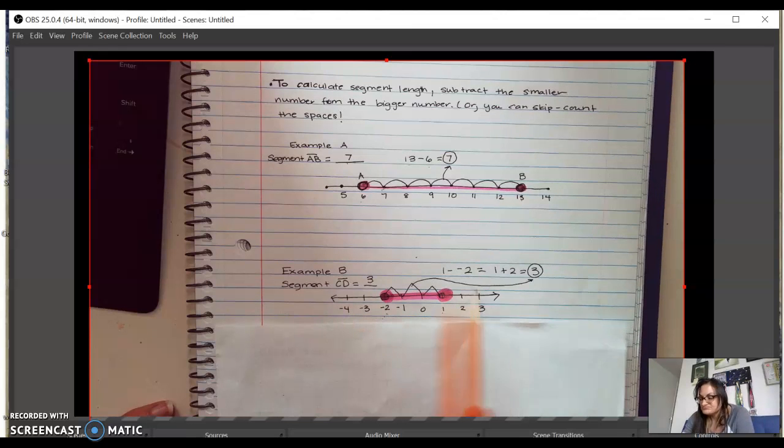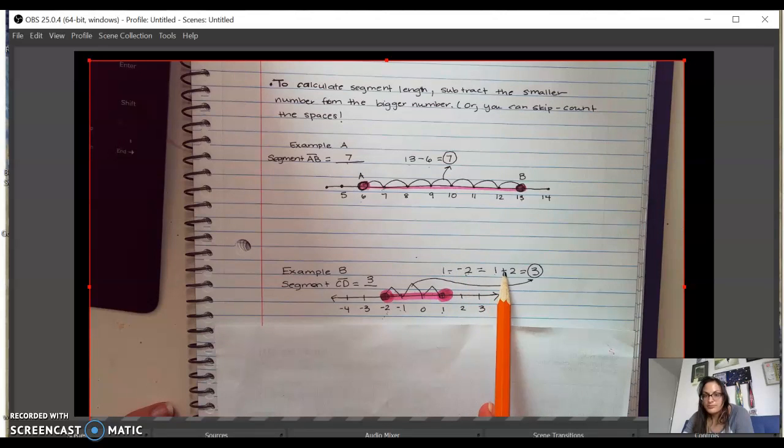Okay, so I could either skip count, okay, because it looks like you're going up by 1, so 1, 2, 3, because I need little triangles. So you would get 3 spaces, which is here. Or what you could do is take your 1, subtract your -2, because remember, 1 subtract -2 becomes 1 plus 2, which is also 3. So the amount of distance that it covers is 3.